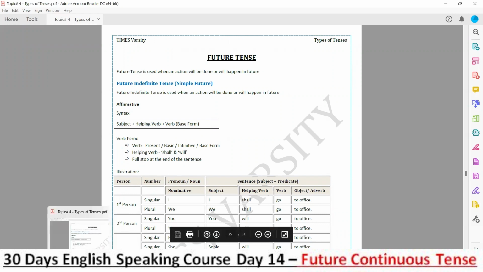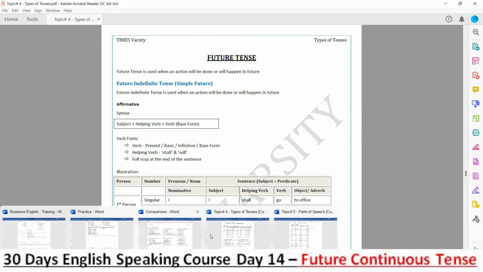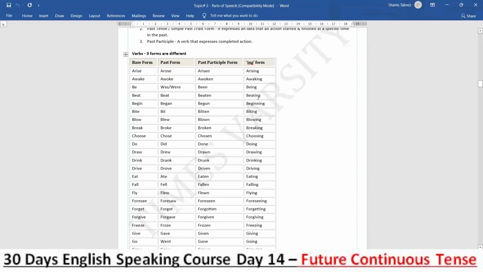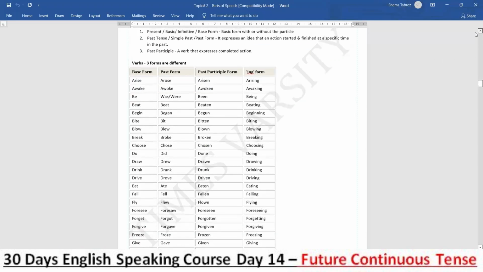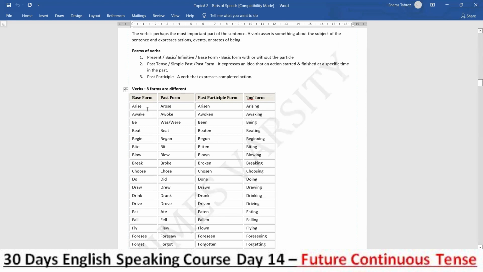To know more about forms of verbs, it is part of parts of speech, where I have provided a big list of different verbs with different forms. Based on that, you have to use those forms. Yes, I believe that answers your question, Musa. Yes, sir. Thank you.